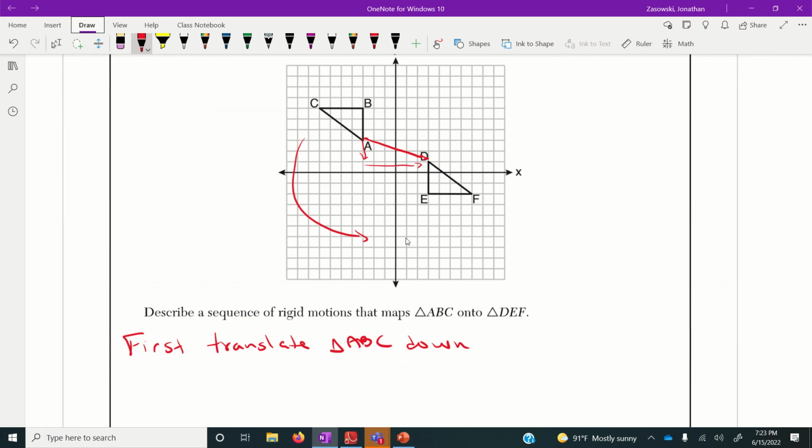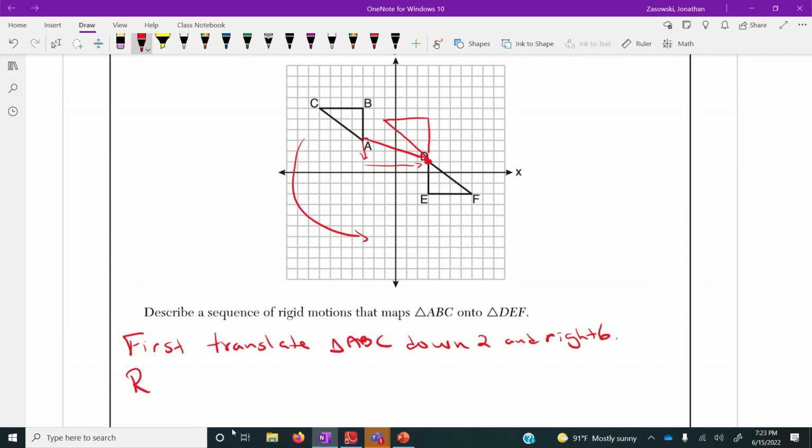Okay, and we can use our directions here. So down 2 and right. This thing is stalling out on me here. And we can count 1, 2, 3, 4, 5, 6. Okay, now our triangle is going to be located here. And now we just got to rotate it, turn it upside down, so 180 degrees.